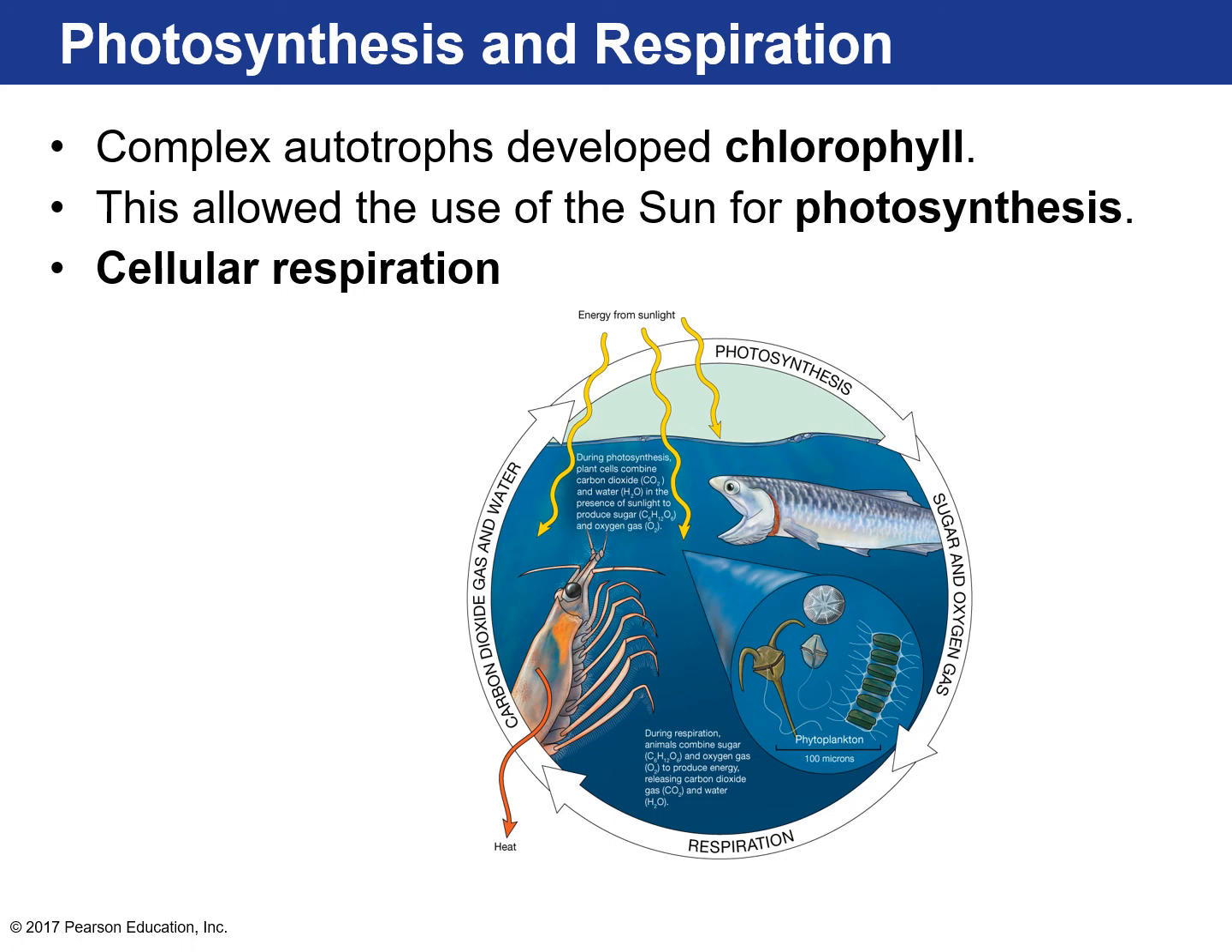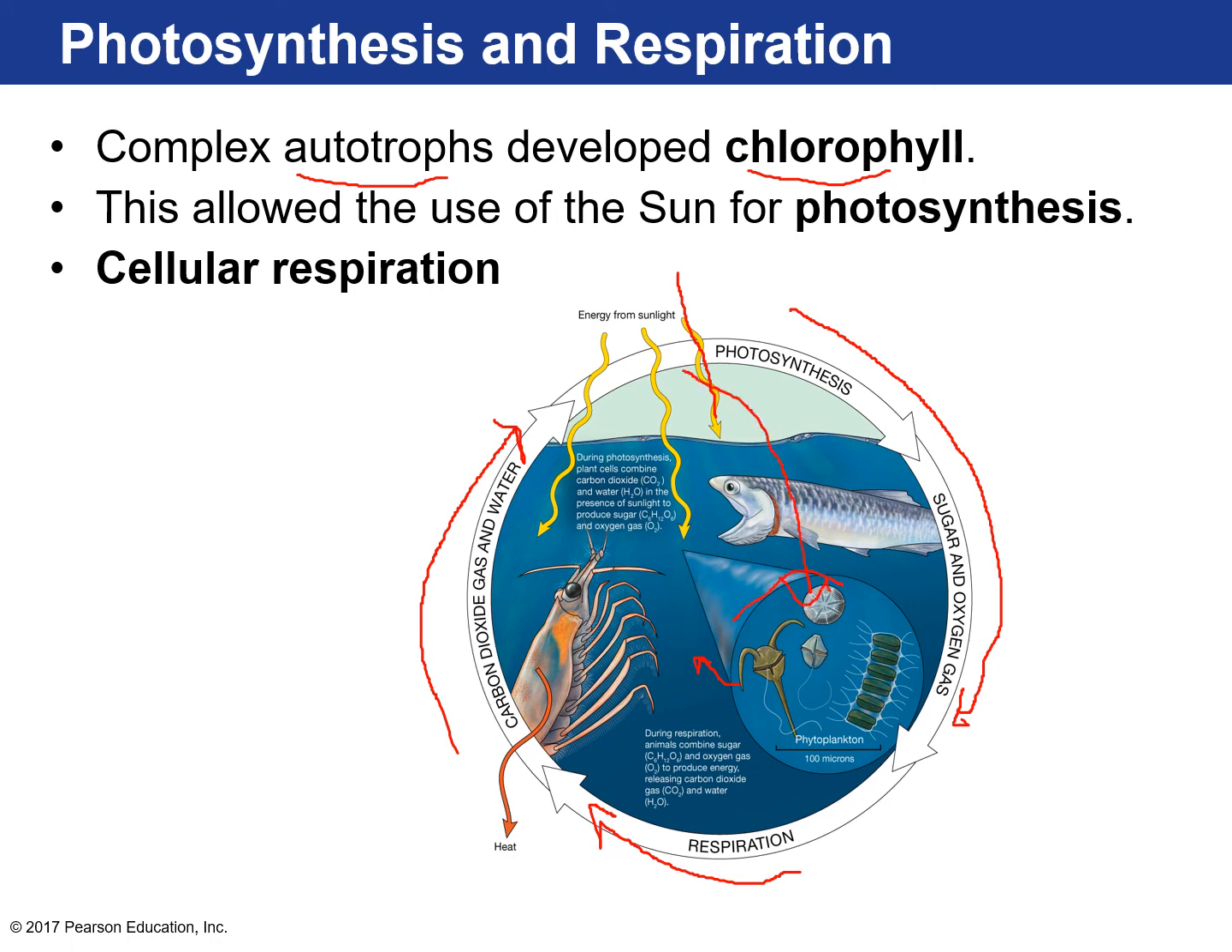Photosynthesis was occurring before then, but those complex autotrophs developed chlorophyll. And that allowed the use of the sun for photosynthesis and created this process of photosynthesis to create sugar and excrete oxygen gas and put that dissolved oxygen in the water to allow for other organisms to respirate, right? Other organisms in the ocean, when they move through the water, they're able to use that dissolved oxygen to breathe, right? And then they excrete carbon dioxide and gas into the water, and then that carbon dioxide is used up again by these small autotrophic organisms here.